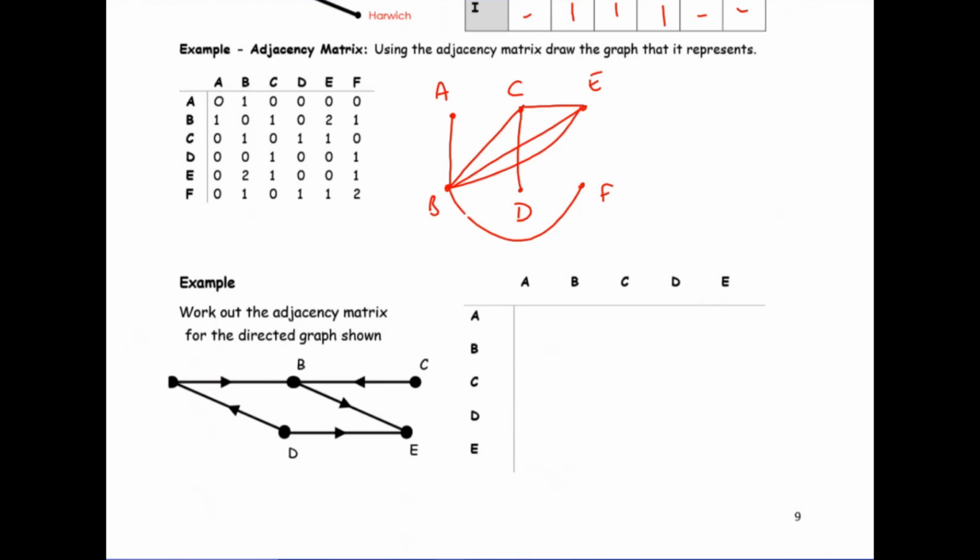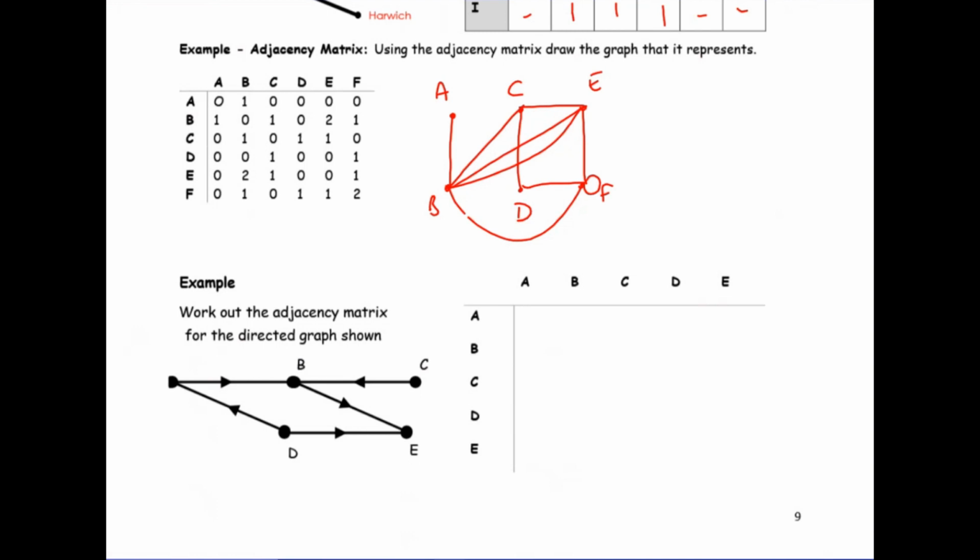D is connected to C, which we've got, and it's also connected to F. E is connected to B twice, which we've got. It's connected to C, which we've got, and it's also connected to F. And then B is connected to F once, which we've got. D is connected up. E is connected up. F is connected up to itself, though. That's twice. There's those two ends going into that node.